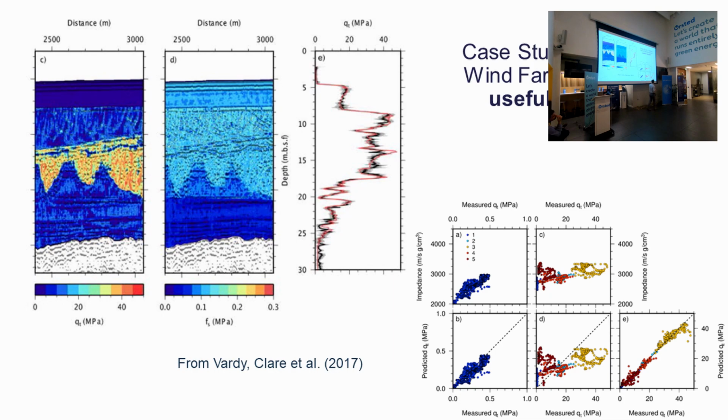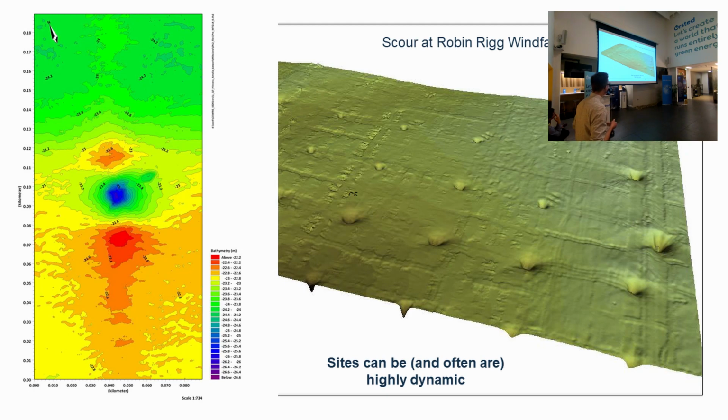So measured cone resistance versus the predicted cone resistance. There's still quite a lot of scatter. There's still work to be done to work out, would you ever use this for design? Perhaps not, but if your layout changes, then you have much more confidence. You have much more quantitative information in your geophysical data than you have from just looking at wiggly lines. So that's just one approach.